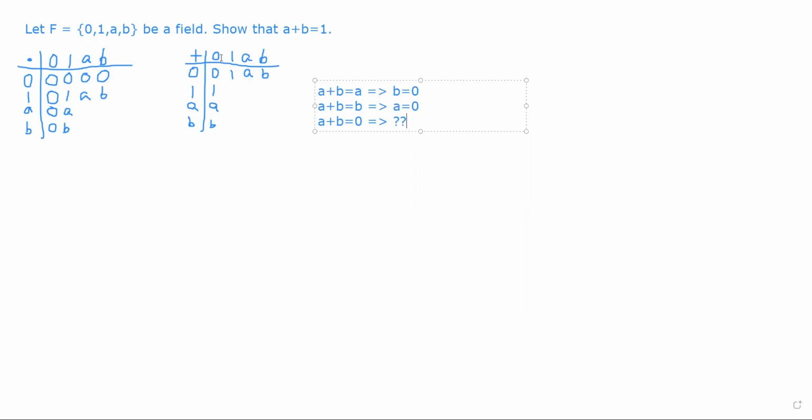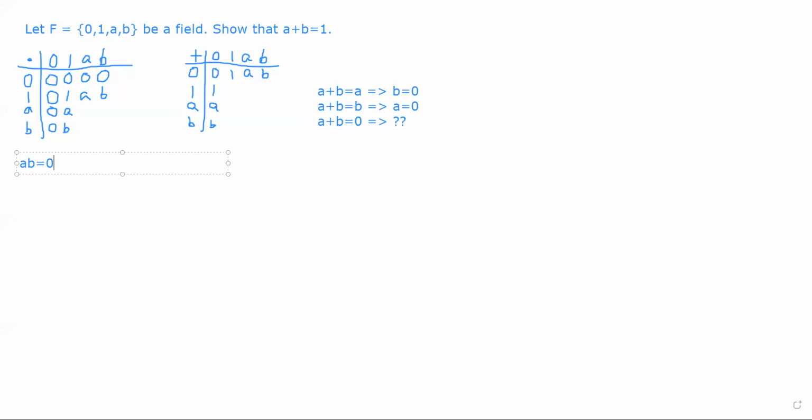Now, since 0 is the additive identity, we already have the 0 entries filled in, and anything times 0 is 0, so we have that filled in as well, and 1 being the multiplicative identity, we've already filled in those. So without further ado, we'll start by deducing that AB has to be 1.